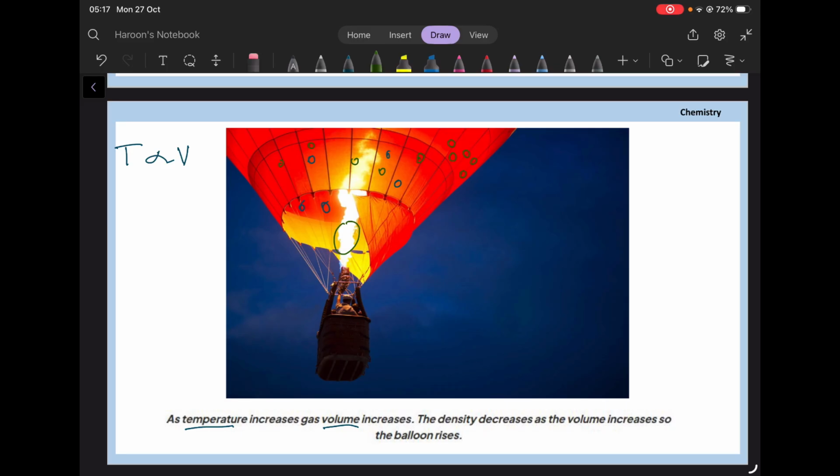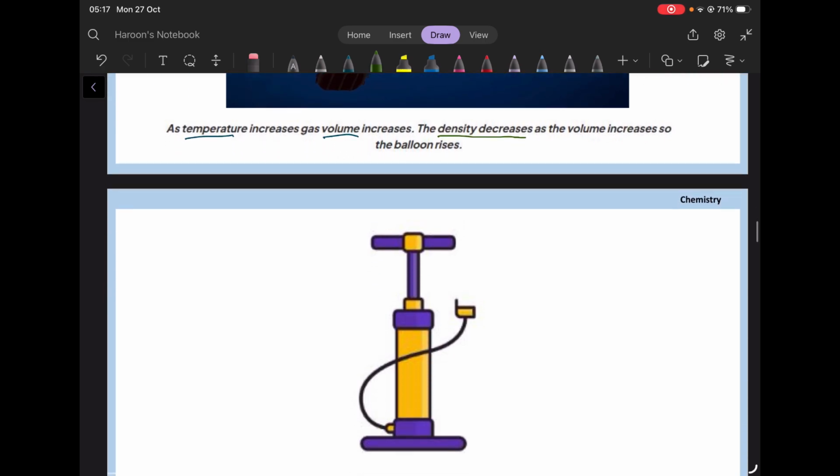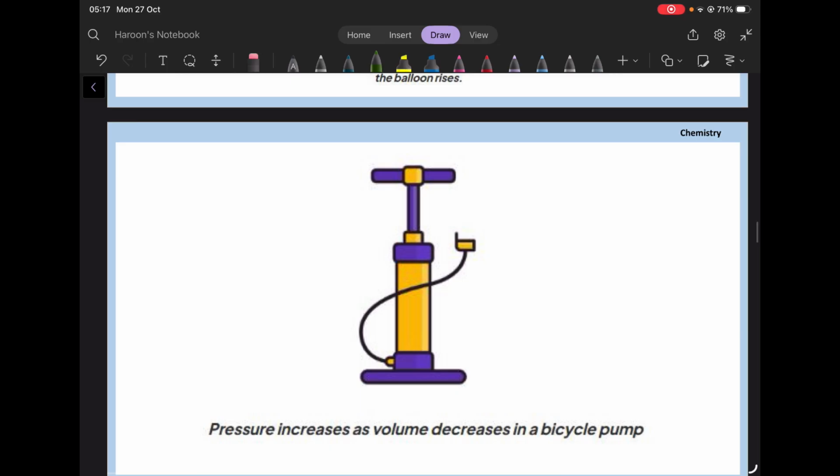It has something to do with density as well, but that is for physics basically. Density, which has this symbol, is equal to mass over volume, and density and volume have an inverse relationship. But for chemistry, you don't really need to know too many details related to density. You just need to know this relationship, that temperature and volume have a direct relationship. Now pressure and volume have an inverse relationship. An increase in one would cause a decrease in the other.